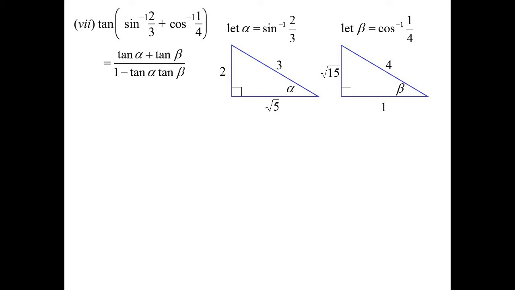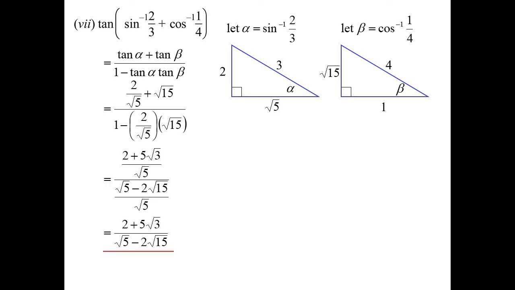All right, we're doing tan, which is tan plus tan on 1 minus tan tan. Read off the triangles. Ooh, boy, that's a bit more involved. What about if we multiply everything by root 5 so I don't have a fraction on a fraction? Oh, well, there we go. Eventually we got it: 2 plus 5 root 3 on 5 minus 2 root 15. And again, no, I'm not going to bother rationalising the denominator on that.